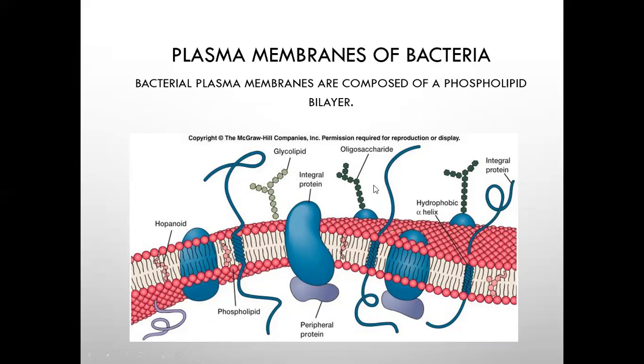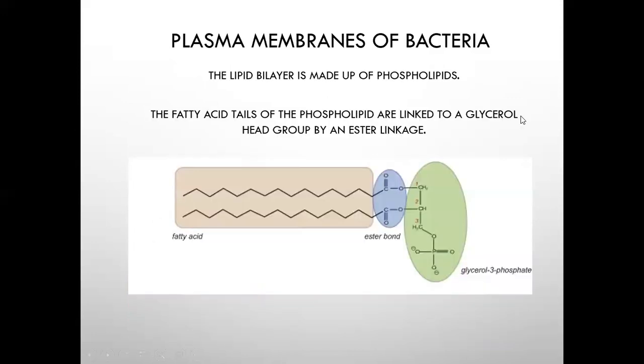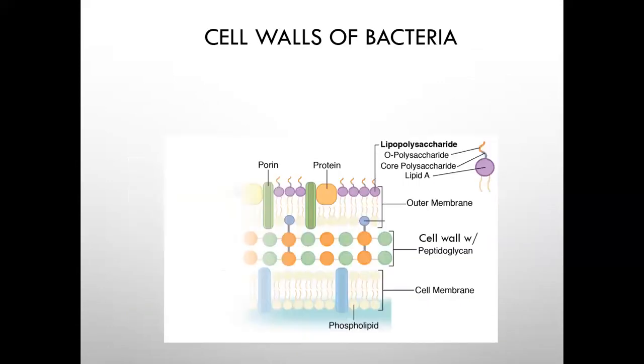So here's our basic plasma membrane of bacteria. We've got our phospholipid bilayer. Okay. And like I said, the important phrase here is the fatty acid tails of phospholipids are linked by a glycerol head group by an ester linkage. So we've got our fatty acid linked by ester linkages to our glycerol, okay? You don't really need to be aware of the internal chemistry here, the biochemistry ramifications of it. Just commit that to memory because we're going to see something different in archaea.